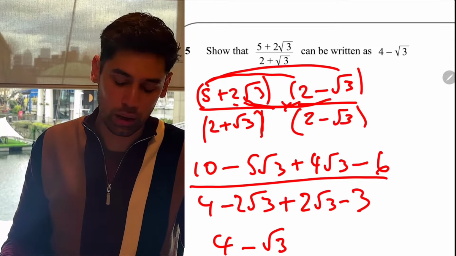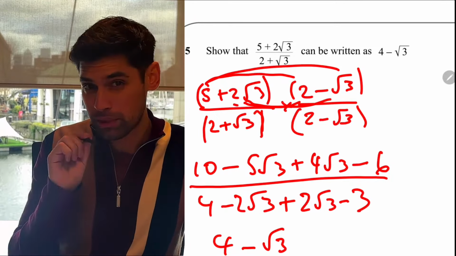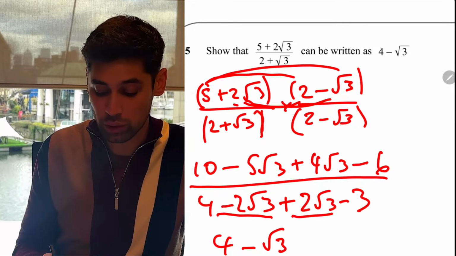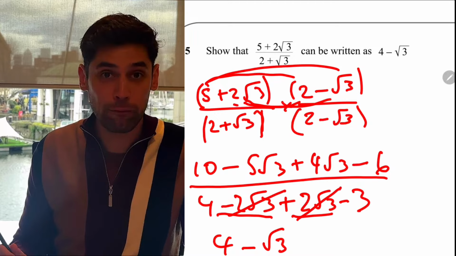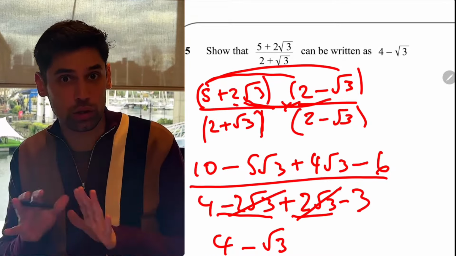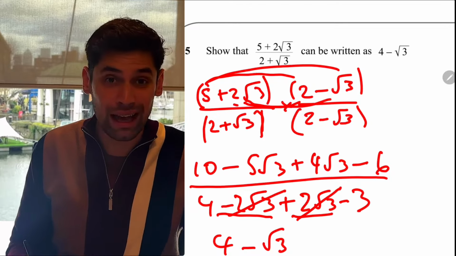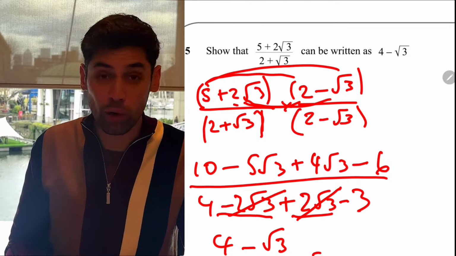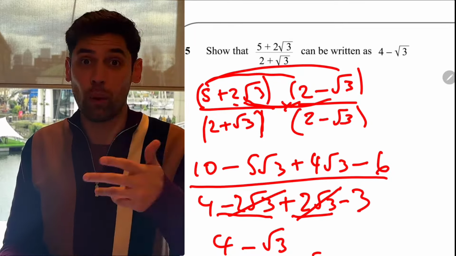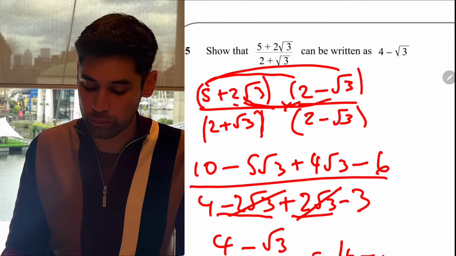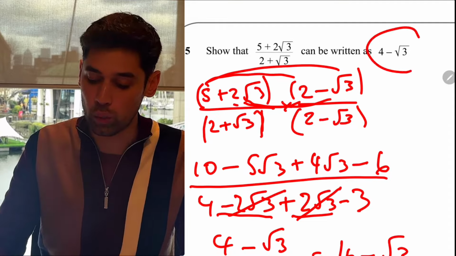And this is the genius part. Because we flipped the sign, that created a negative 2 root 3 and a positive 2 root 3, which cancel each other out, therefore getting rid of any irrational values, leaving us just with the 4 take away 3, which is 1. And as we should know, when any fraction is over 1, it's just the numerator. 4 minus root 3 over 1 is just 4 minus root 3, which is what we want.